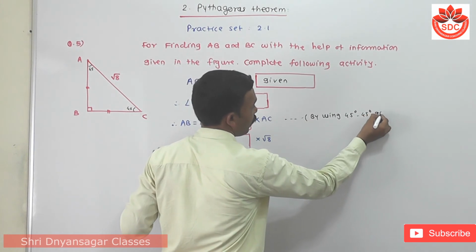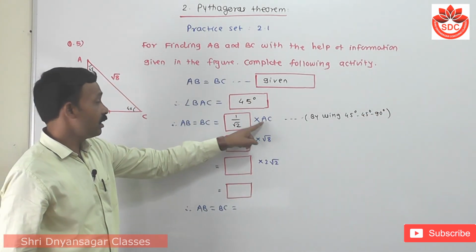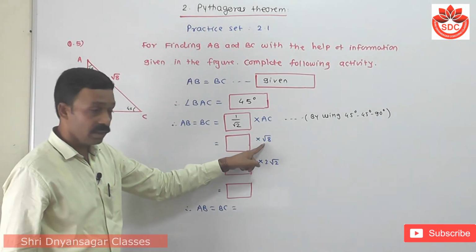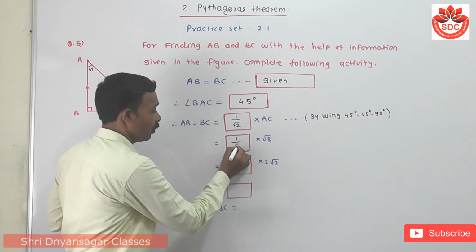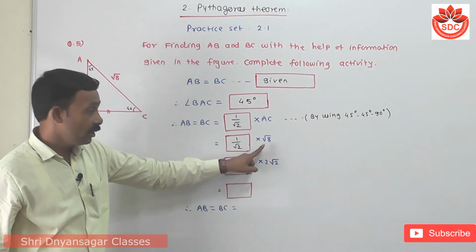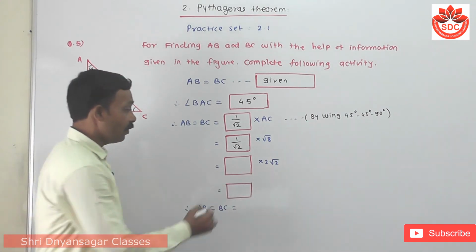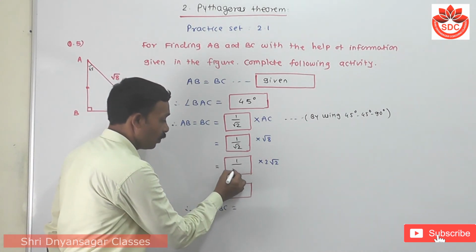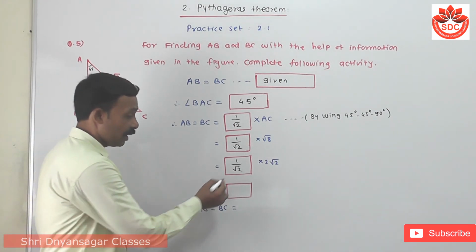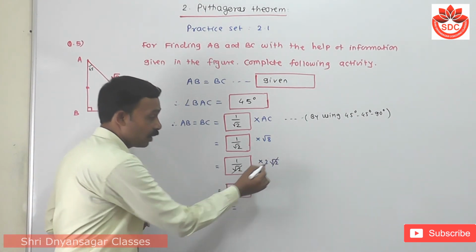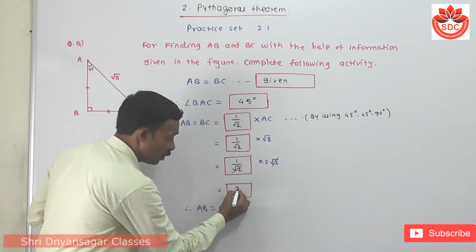by using the 45-45-90 degree theorem. Then again here AC is given as root 8, so directly substitute here, and in this box the value becomes 1 upon root 2. Students, this root 8 is 2 root 2, so I have to write 1 upon root 2 into 2 root 2. Then when we observe, this root 2 and root 2 get cancelled, so our answer is 1 into 2, which is 2.